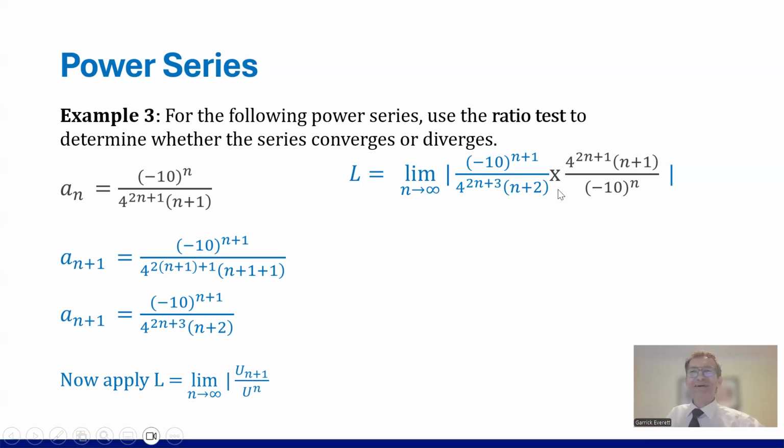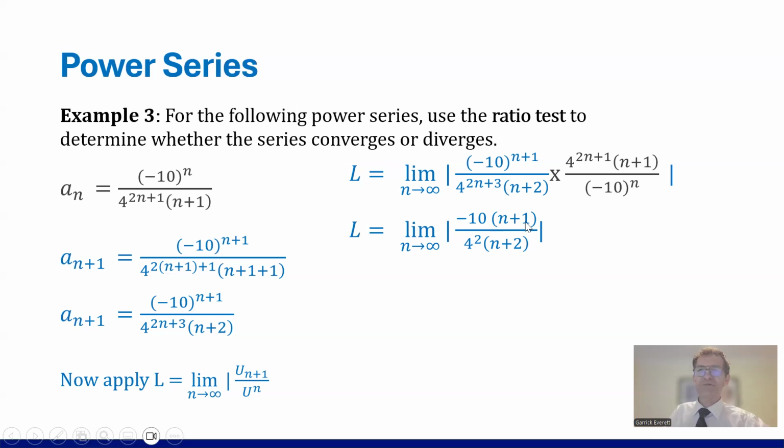And here you're going to cancel a lot of things. We've got minus 10 to the n and minus 10 to the n plus 1, so that 10 to the n will cancel and you'll just end up with minus 10 on top. The 4 will cancel here. You've got 2 to the n and 2 to the n plus 3, and n plus 1 and n plus 2 stay there. The minus 10 just becomes minus 10, and you'll end up here with 4 squared. The 2n will cancel; you've got cubed here and a single number here, so that becomes 4 squared.